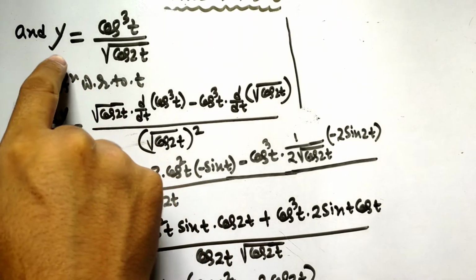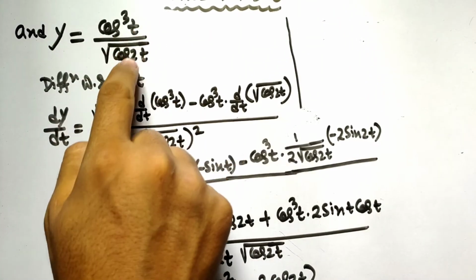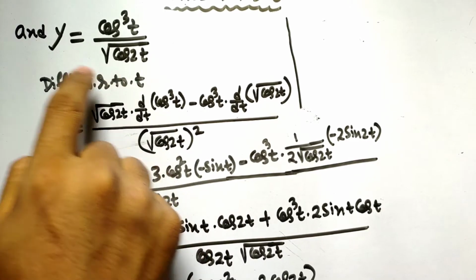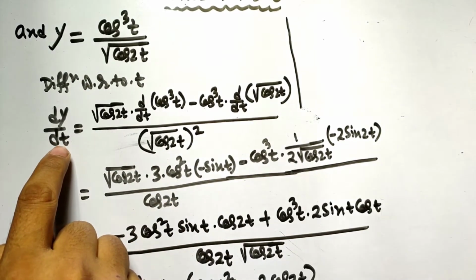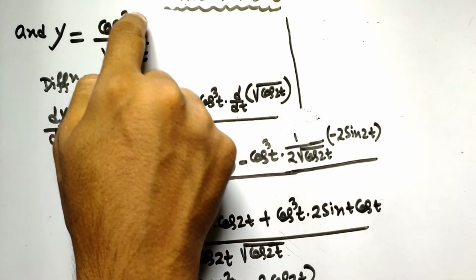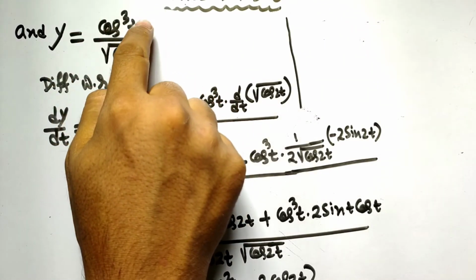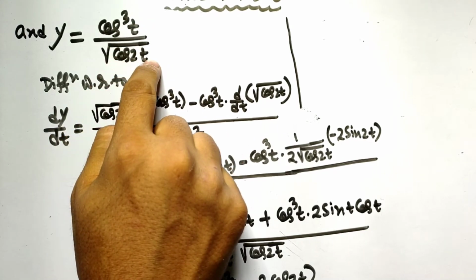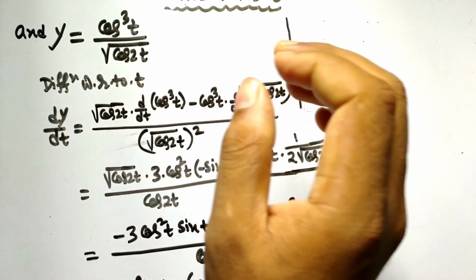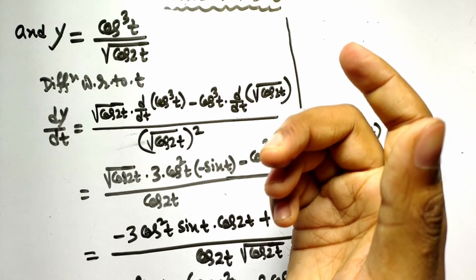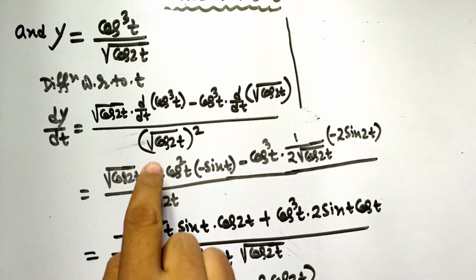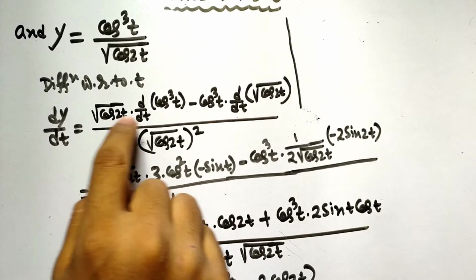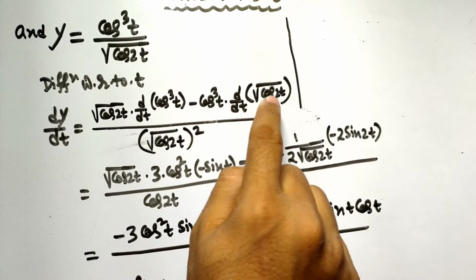The second relation is given, y equal to cos cube t divided by root under cos 2t. So you have to differentiate with respect to t, dy dt of y equal to dy dt of this. Consider cos cube t as u and root under cos 2t as v, and use the division formula of derivative: v into derivative of u minus u into derivative of v, divided by v square.